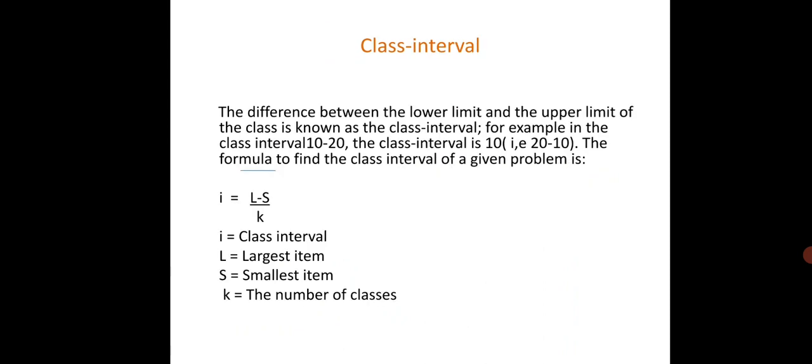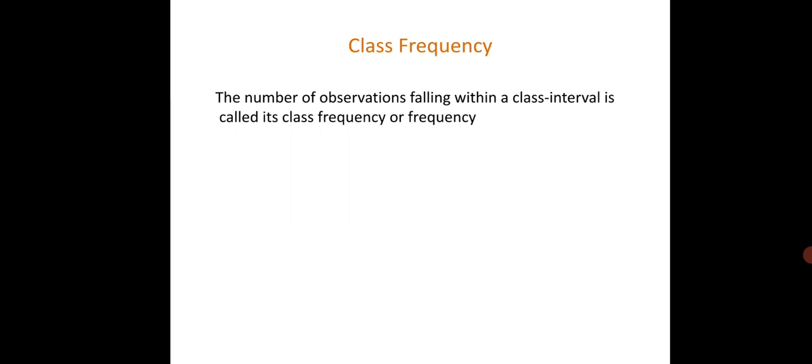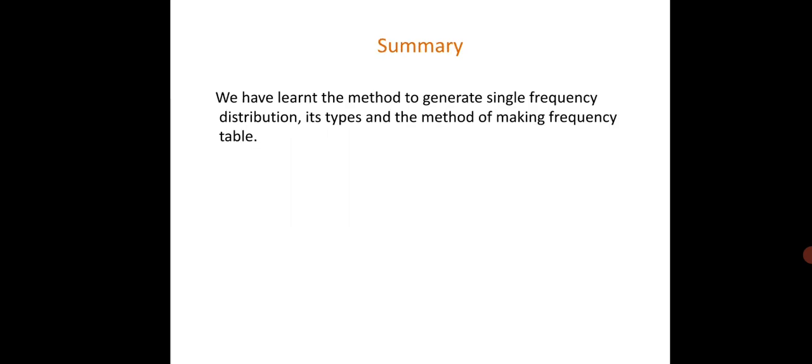Next is class interval. The difference between the lower limit and the upper limit of the class is known as a class interval. For example, in the class 10 to 20, the class interval is 10. That is the formula: the difference between the limits. So we have the formula for finding the class interval. Class frequency: the number of observations falling within a class interval is called its class frequency or frequency.